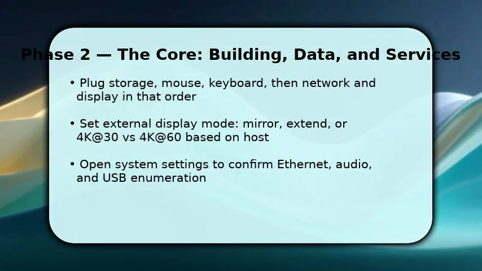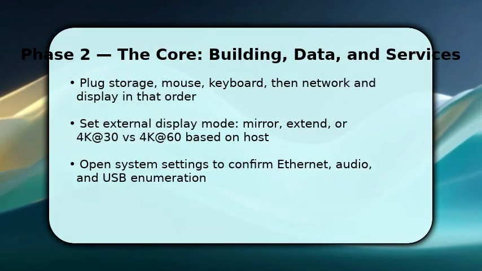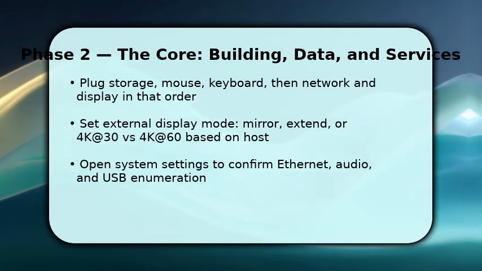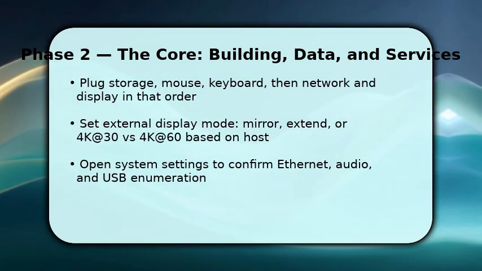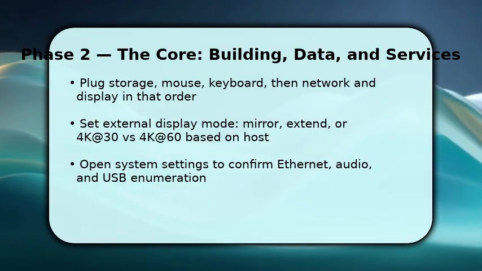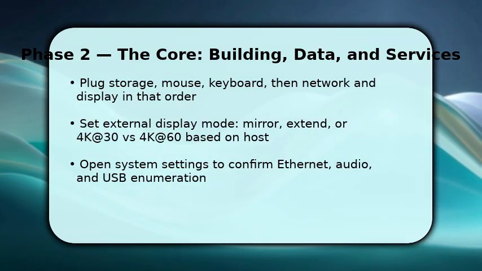You next plug peripherals in a logical order: storage first, then input devices, followed by Ethernet and displays, to reduce bus renegotiation. Make sure to choose the right display mode, mirror or extend. Check your host's spec to decide 4K at 30 versus 60 Hz.